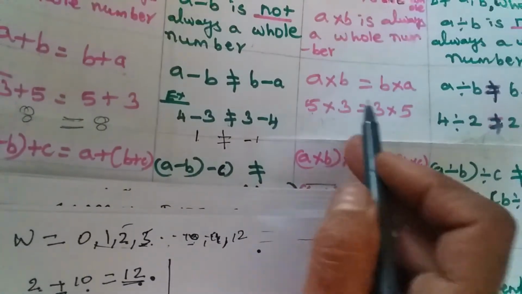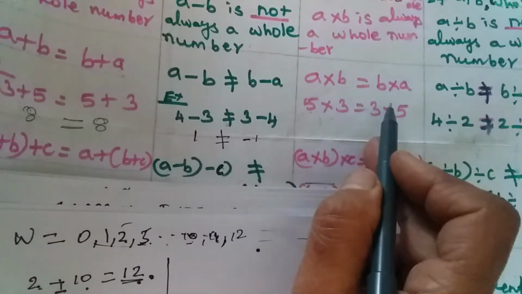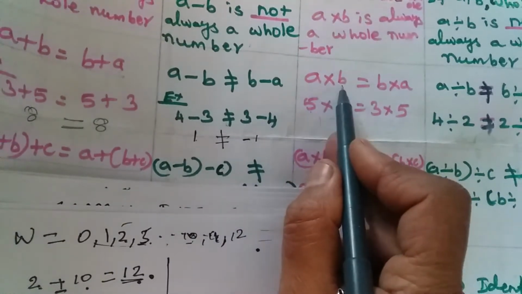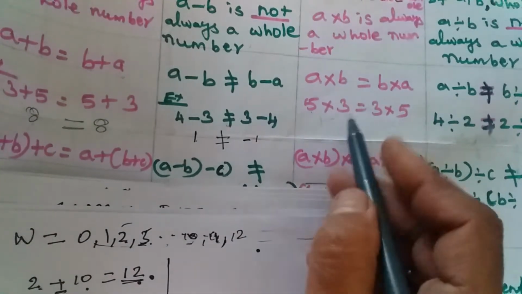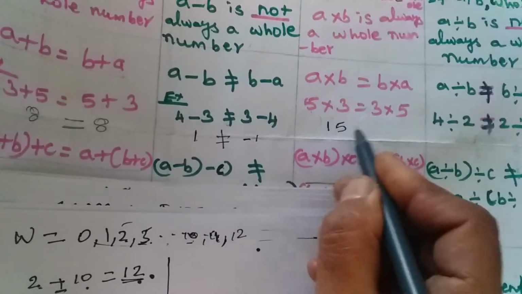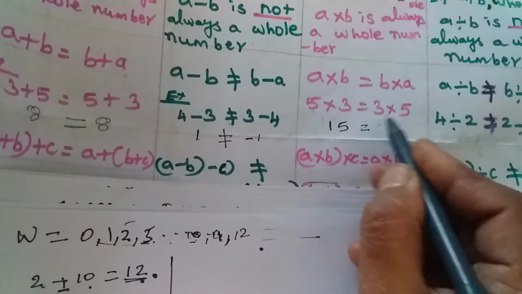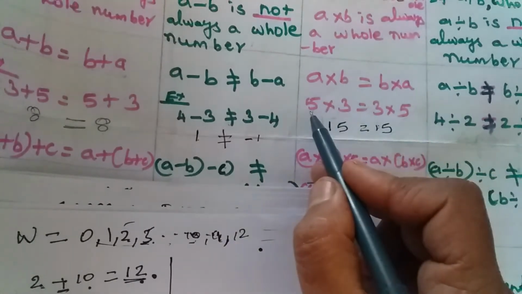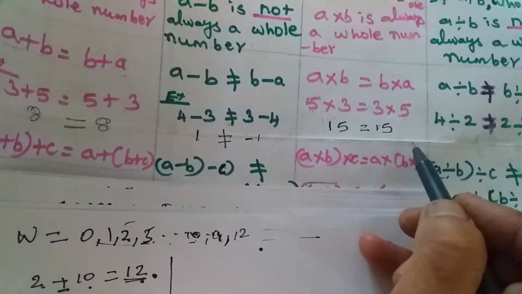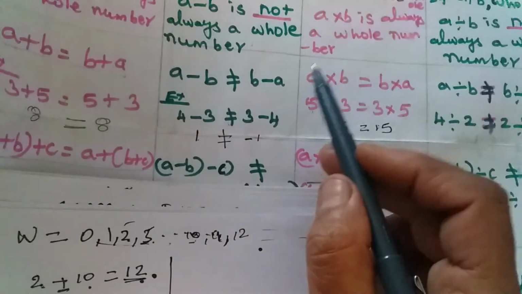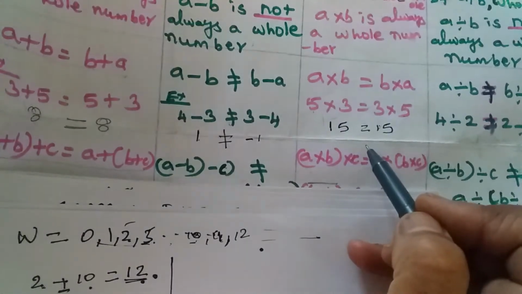Now next, the same property we are going to check for multiplication. When you multiply two numbers, even if you change the order, the answer will not change. 5 3s are 15. Now multiply 3 into 5. 3 5s are also 15. Here it is 5 tables, here it is 3 tables. But in both ways we get 15 as the answer. So commutative property is true for multiplication.